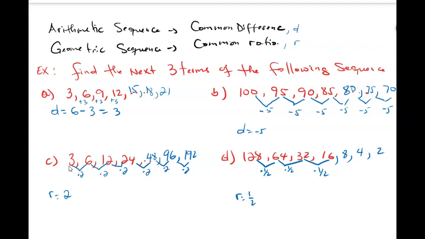Again, an arithmetic sequence has a common difference, and that common difference is the constant number that you add or subtract to a term in order to get the next term. A geometric sequence has a common ratio, and that common ratio is the number you multiply a term by in order to get the next term.